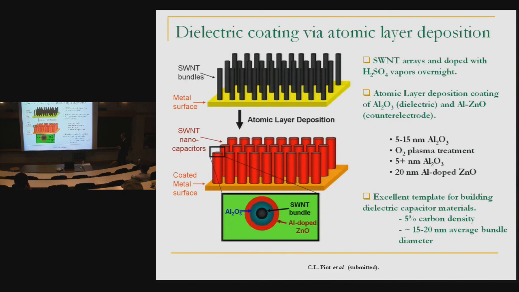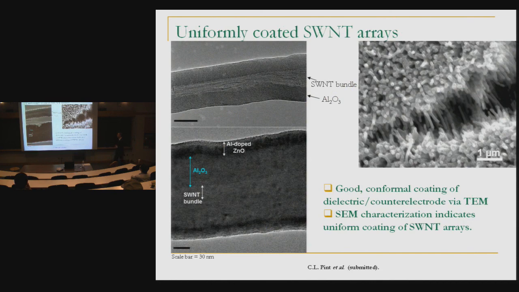But there's a lot of interest in this because these materials are really well suited for this based on their high surface area architecture. And so here are some TEM images. Unfortunately, this one is a little hard to see, the contrast. But this one, what you can see here is a very clear single-wall carbon nanotube bundle. The nanostructure in here, you can see, is single-wall carbon nanotubes within the bundle. And that's coated with a layer of aluminum oxide.